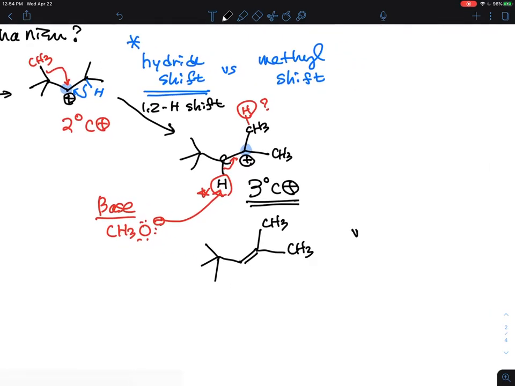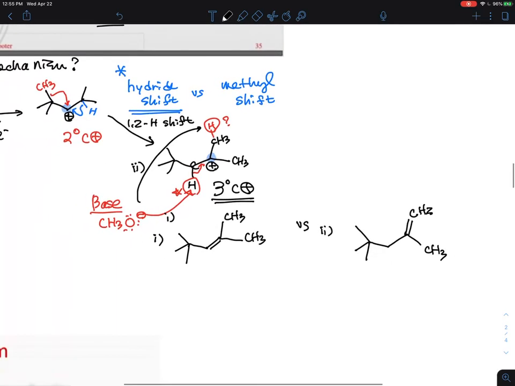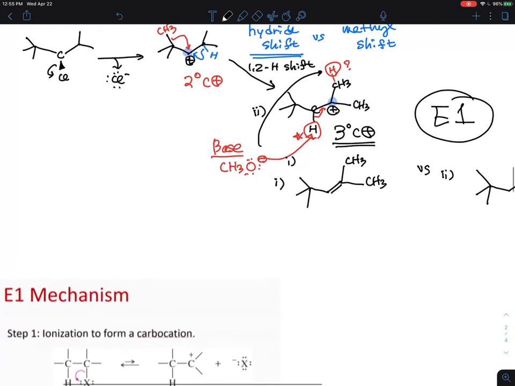And the other one is, if you're looking at this other option, which is taking this one out, right? So this is case 1, this is case 2. That's number 1, and that's number 2. And if this is the case, then you will form this compound, that carbon with double bond here, CH2, and then CH3. So there are 2 different possibilities for E1.